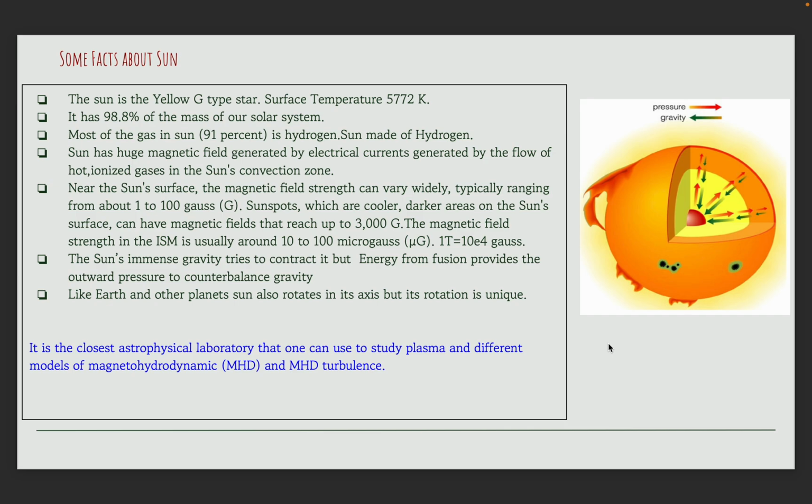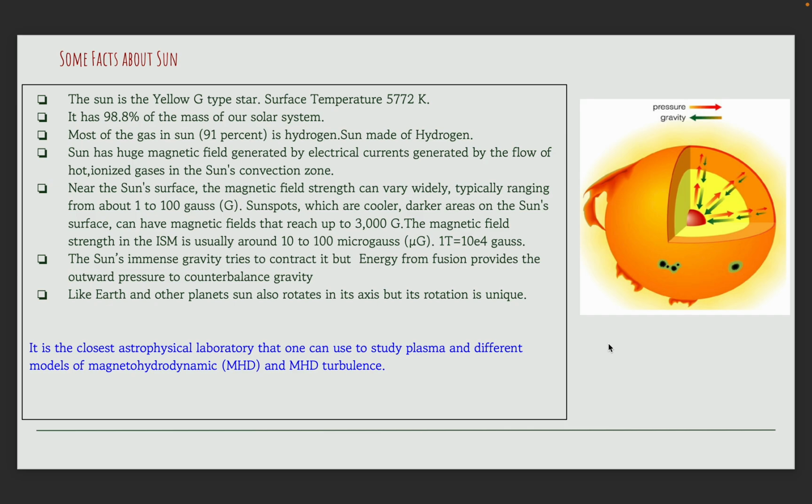About 99% of the mass of our solar system comes from the Sun, and most of the mass of the Sun is composed of hydrogen. About 91% of the mass of the Sun is due to hydrogen, and thus we can call the Sun a ball of hydrogen.